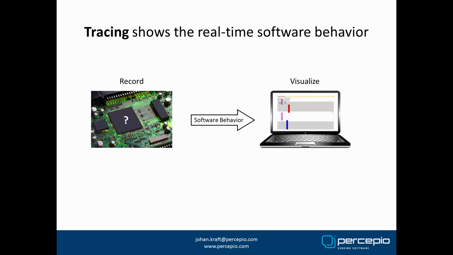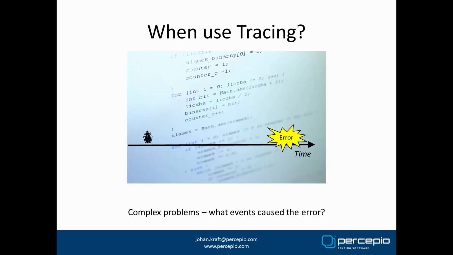Tracing means that you record and visualize the runtime behavior of a software application. The recording can be implemented either using hardware features such as those present in Cortex-M, SAM3 and SAM4 MCUs. Another approach to tracing is to use a pure software solution, like we do in other tracealizer products.